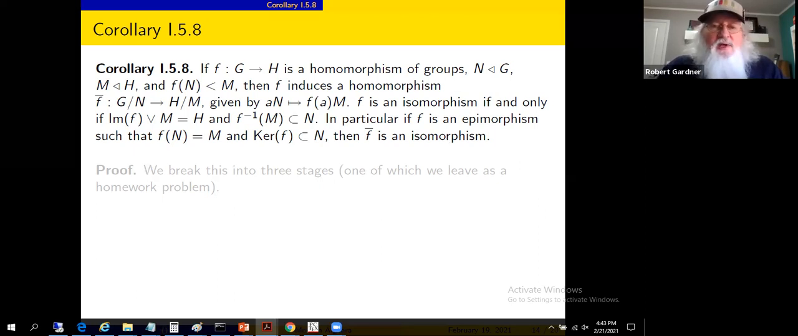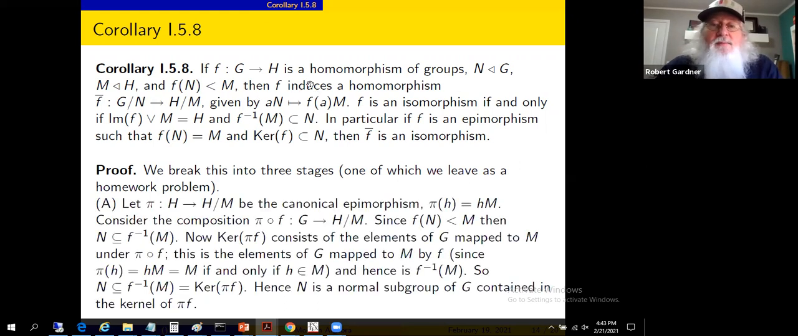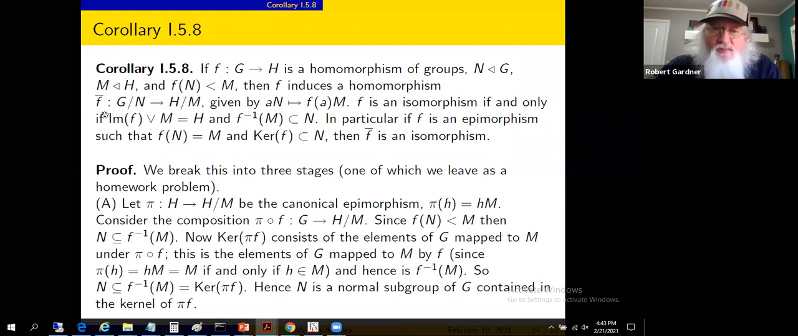Okay, so let's go through. I don't consider the following terribly elegant. We'll break it into three pieces. We'll actually leave the second piece dealing with this join stuff as a homework problem, if you will. But first, let's consider the claim: F induces a homomorphism, F bar.